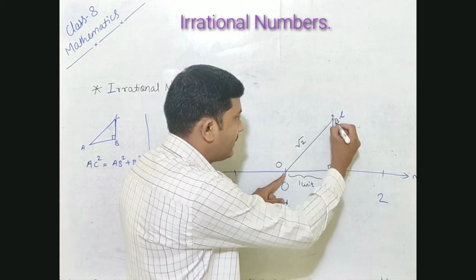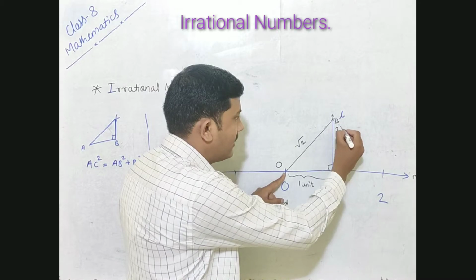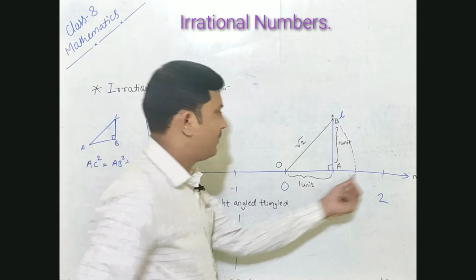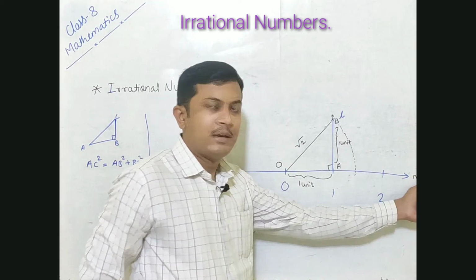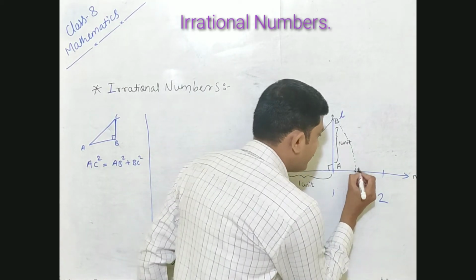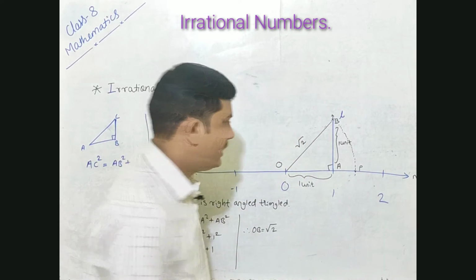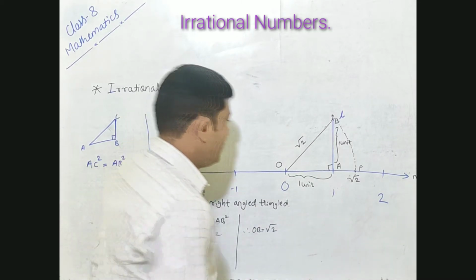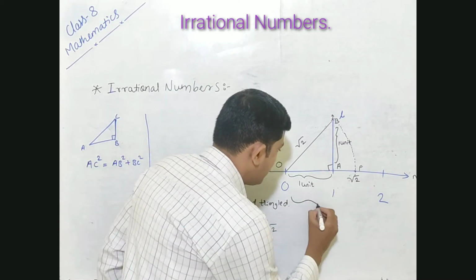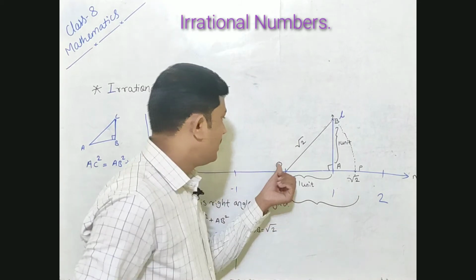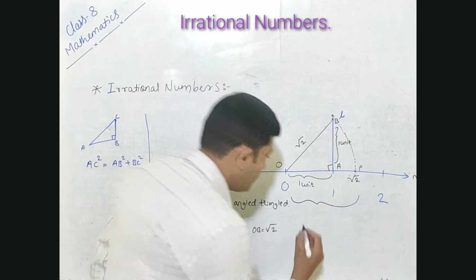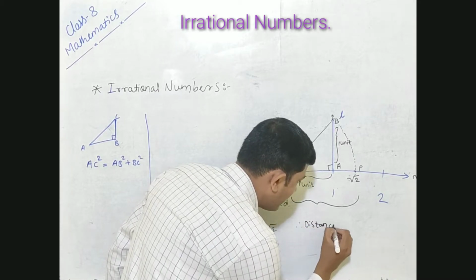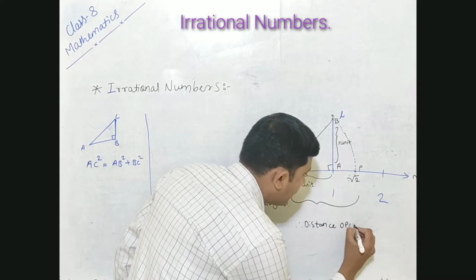It will pass here. If we make an arc, it will pass at the line M at the point P. So this is the distance of root 2. Means what? The given distance of root 2 is what? O to P. O to P distance is what? Value of root 2. Therefore distance OP is equal to what?